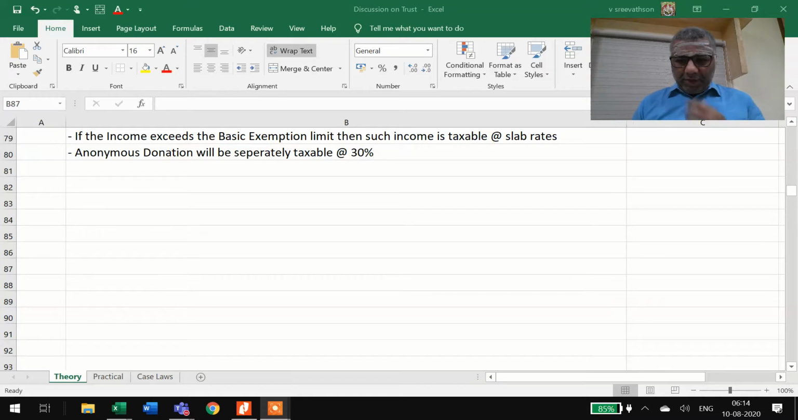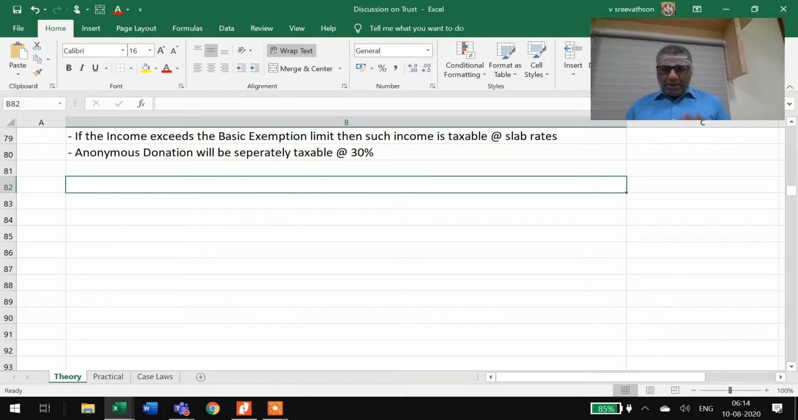Namaste, good morning, friends. We are continuing our understanding of trusts, the assessment of trust and how income is computed. Today's focus is going to be the income computation. Apart from income computation, we are also going to see the administrative provisions and the exit taxation of trust.